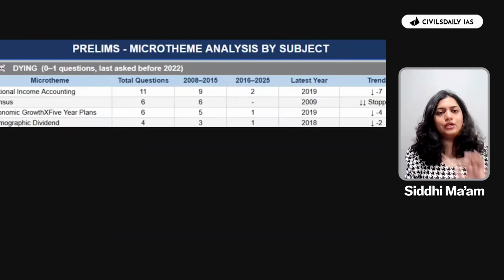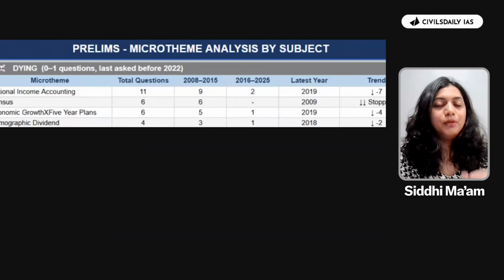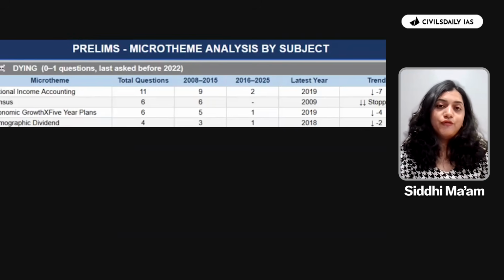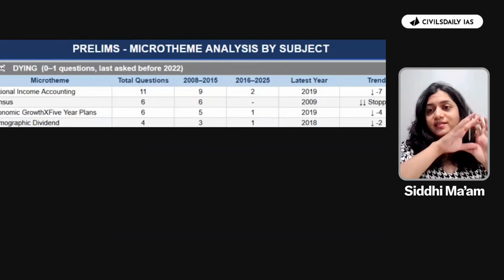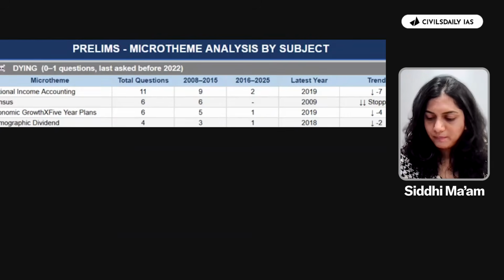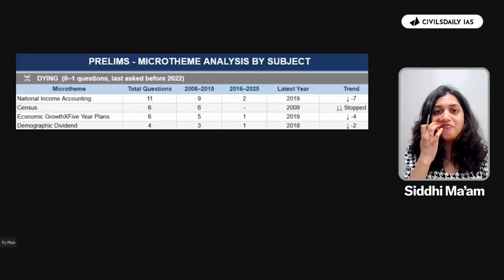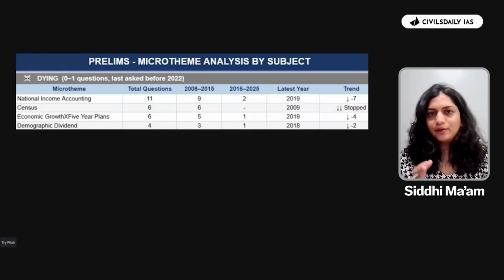Alright, then the last category of ours, which is a dying category. Now why do we call it a dying category? Because the number of questions which were asked from 2008 till 2015 have been drastically reduced in the last 10 years. For example, national income accounting, every time the student thinks that this is a very important chapter because it comes in the initial chapters of the book.